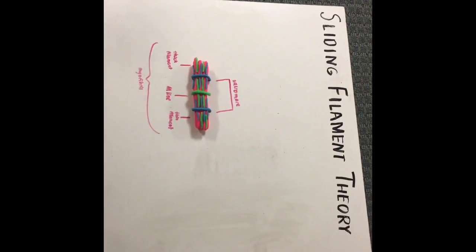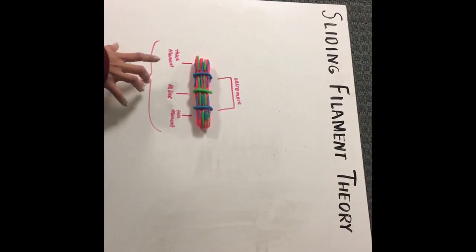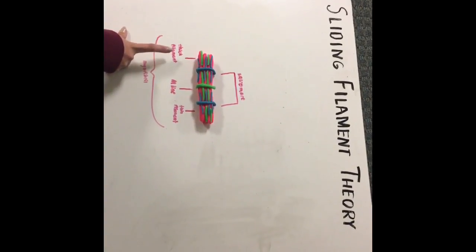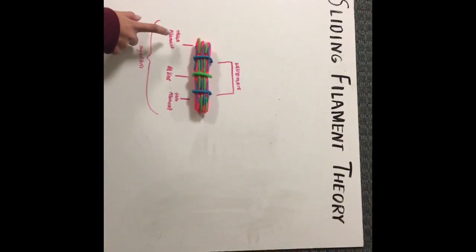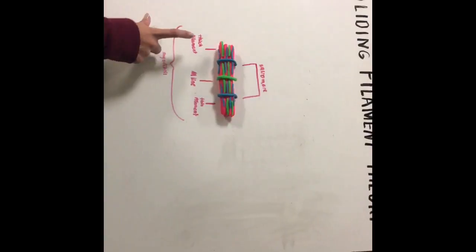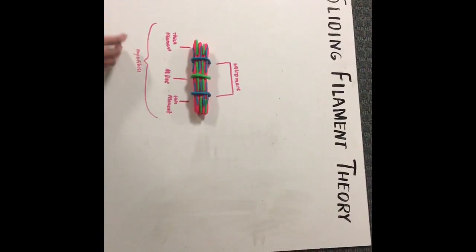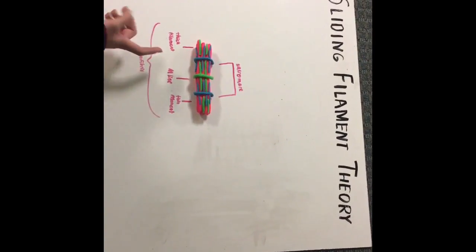It also includes two regulatory proteins. These proteins are called tropomyosin and troponin. These also contain myosin heads that have actin binding sites with individual molecules.